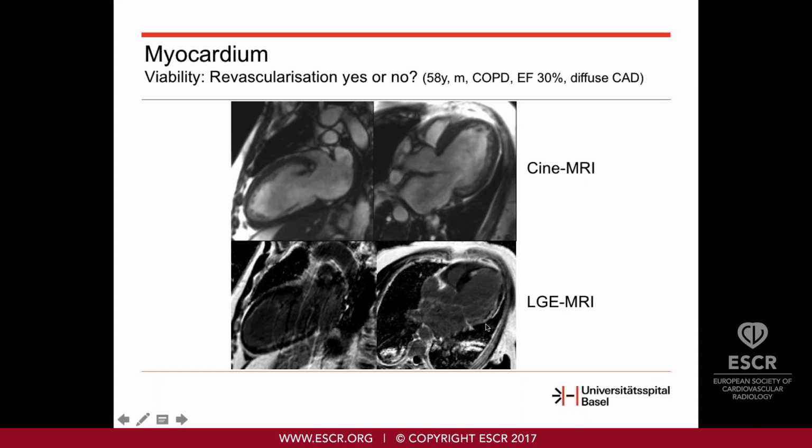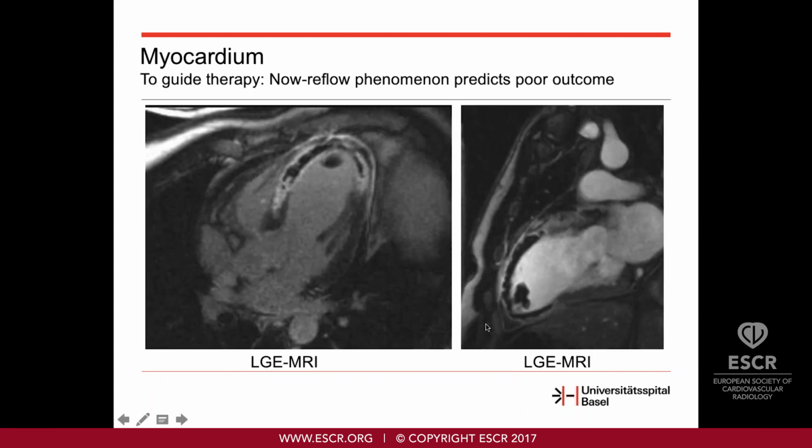On the lateral wall, on the other hand, here we have transmural infarction. So this will not benefit from bypass surgery. The lateral wall, because if we revascularize this area, basically we revascularize scar, and function cannot improve, of course, in scar.